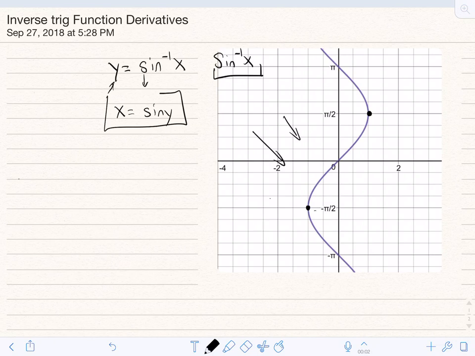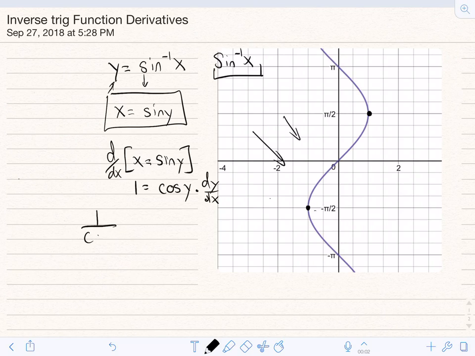But going back to this equation right here. If I take the derivative of x equals sine of y with respect to x, I can say the derivative of x with respect to x is just 1, and the derivative of sine is cosine of y times the derivative of y, which is dy dx. This is actually fairly easy to do. To get dy dx by itself, we get 1 over cosine of y equals dy dx.